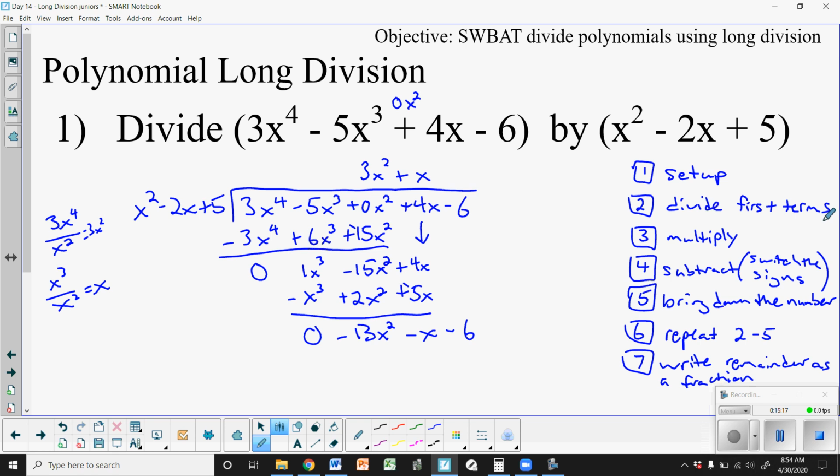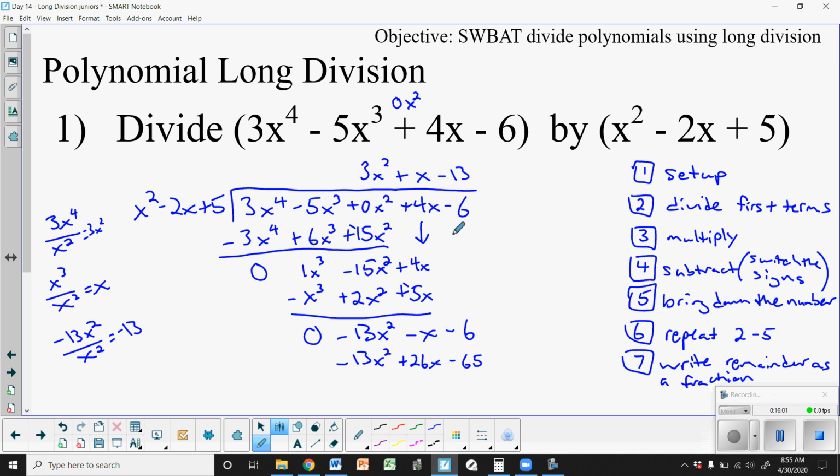Okay, so divide first terms. So divide negative 13x squared divided by x squared. Oh, what happens here? It's just negative 13. So it's a constant term. Oh, it goes above the constants. All right, so minus 13. So negative 13 times x squared will be negative 13x squared. Negative 13 times negative 2, positive 26x. Negative 13 times 5. Ooh, so 5 times 12 is 60. So 13 would be 65. So this is going to be a negative 65.